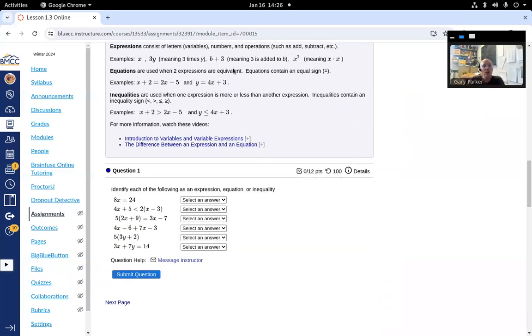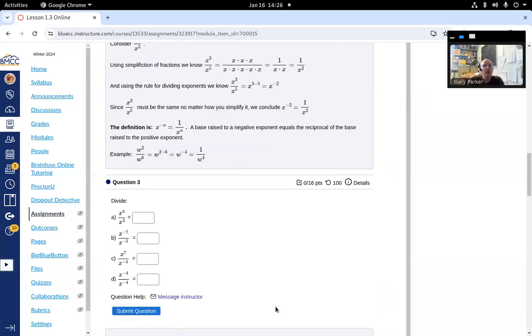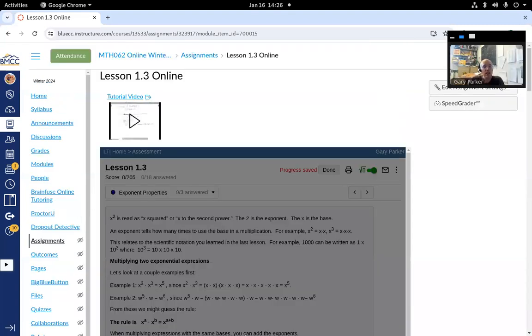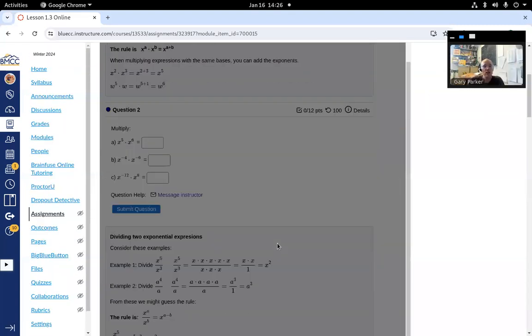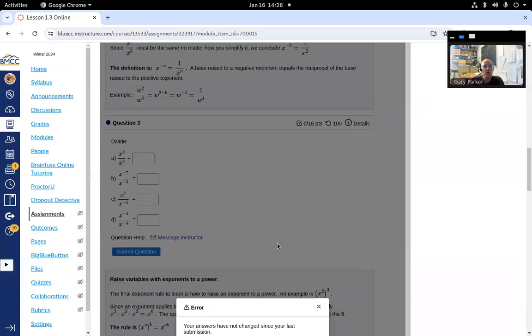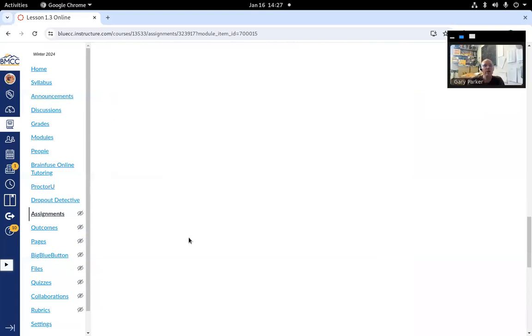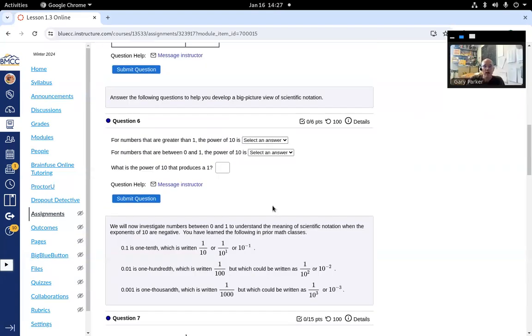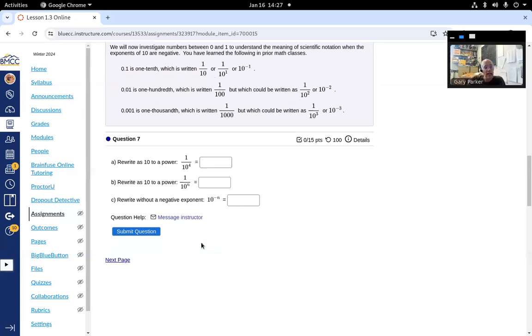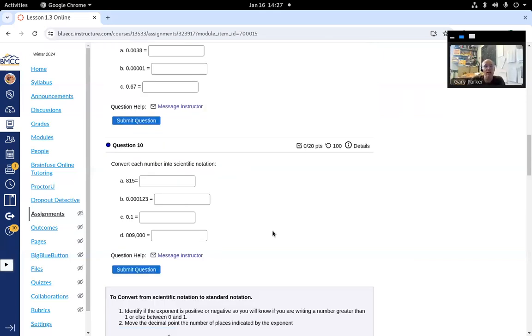So information above talks about expression, equation, or inequality. Not too bad. A little bit of playing with exponents. That's going to be helpful for scientific notation. And powers of 10, it's possible to have negative exponents. Again, you're going to read through that in the lesson.